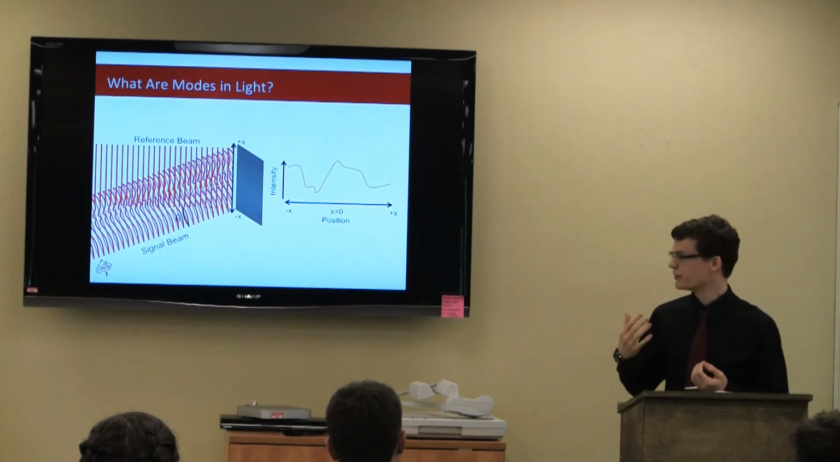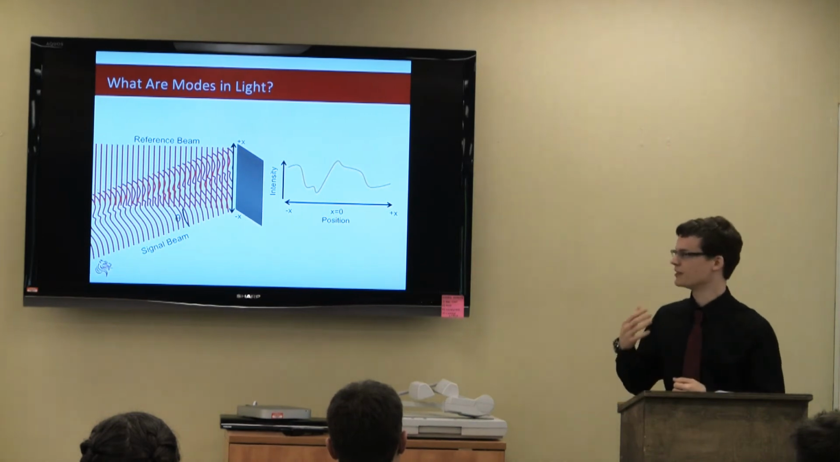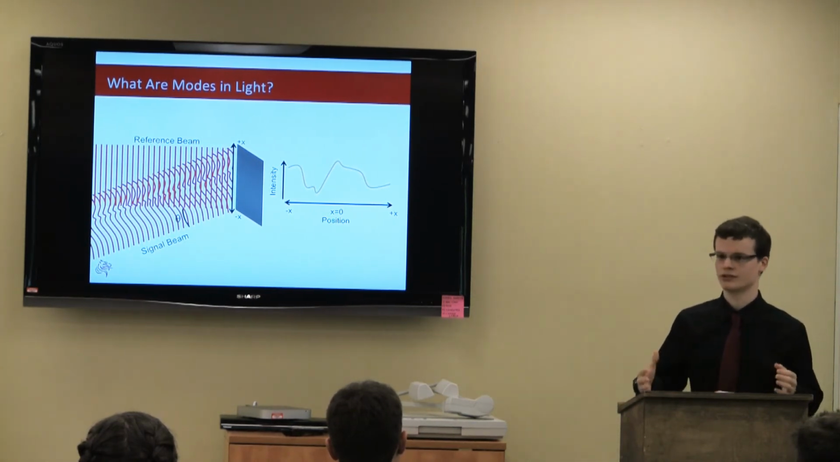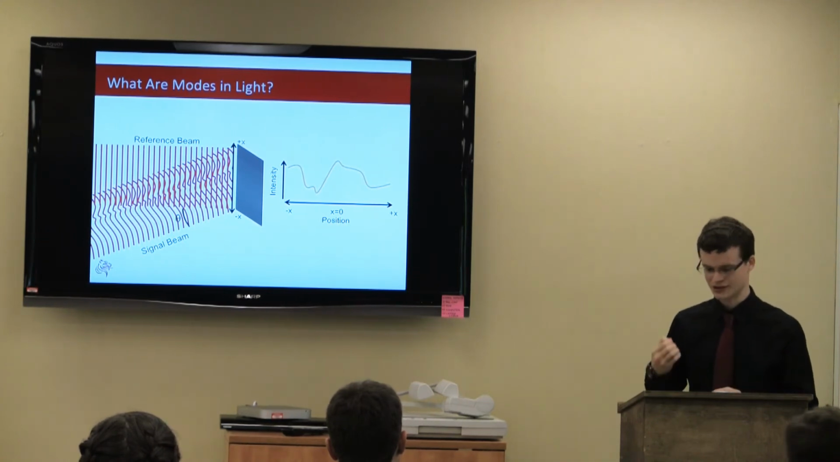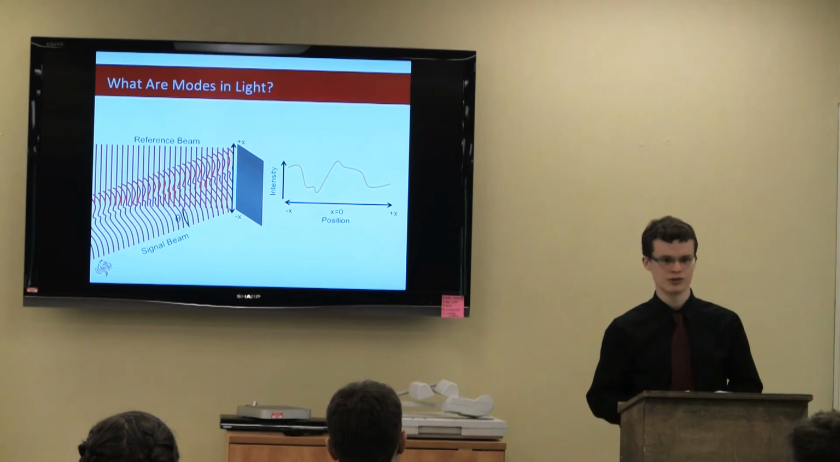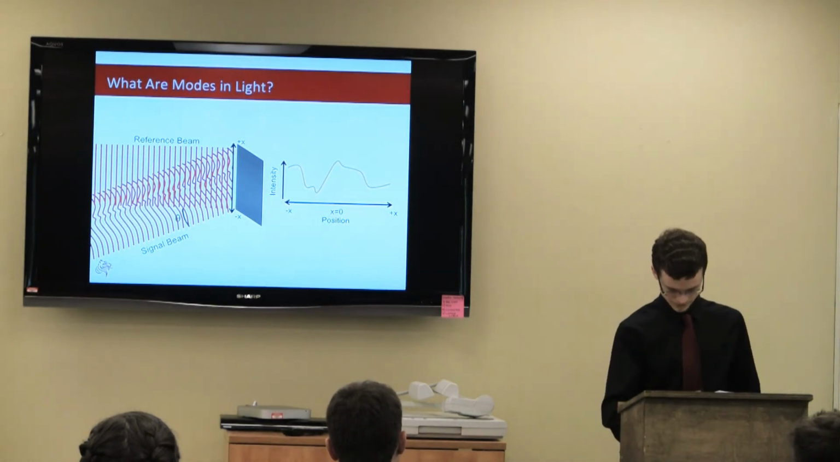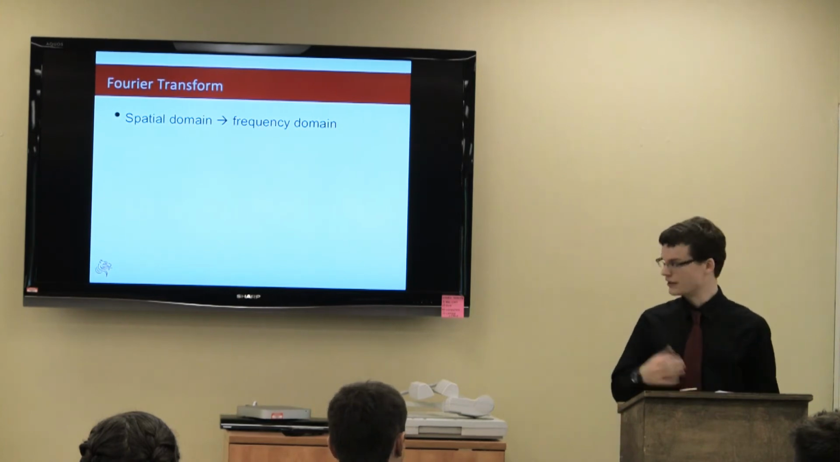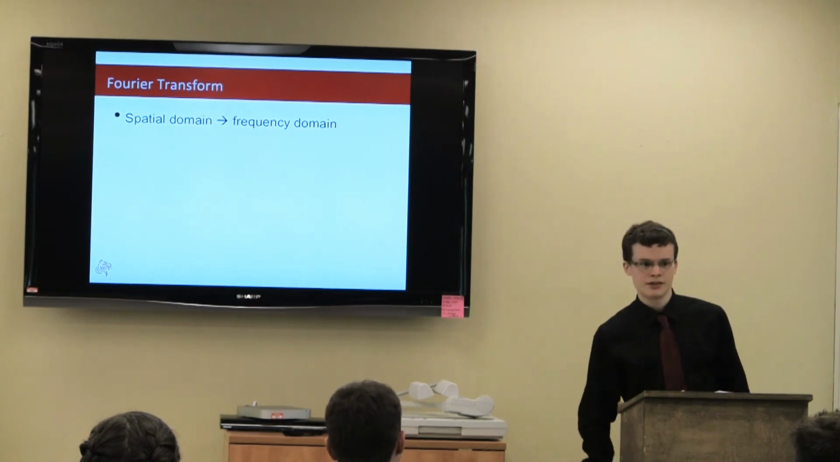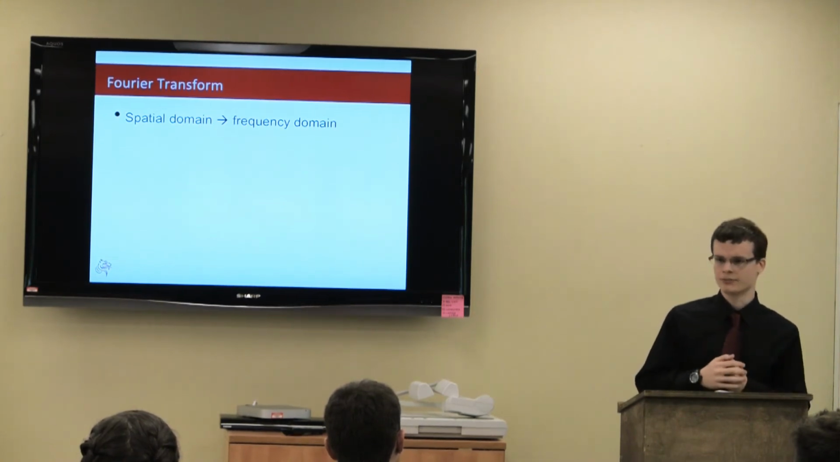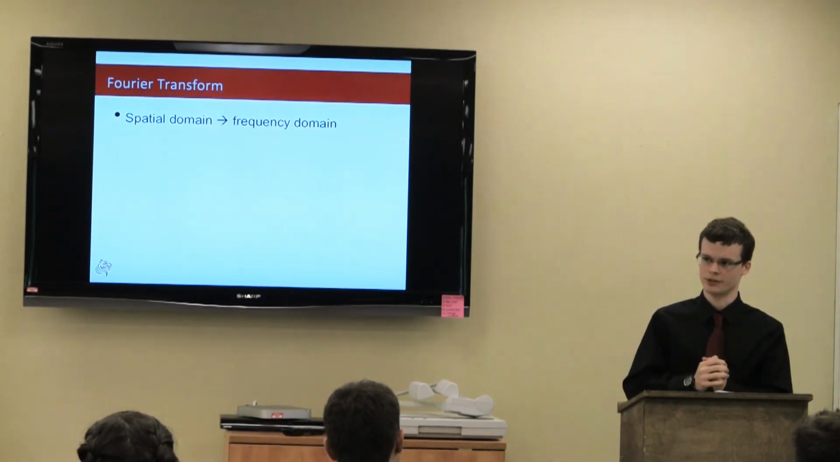So if we have some arbitrary signal beam, we might have an intensity graph that looks like that. Just by visually looking at that, there's no way you can tell what modes are contained in your signal beam. We need a more systematic, a better way to determine which modes are present in our signal beam. So enter the Fourier transform. The Fourier transform is a mathematical transformation that relates a spatial domain to a frequency domain.